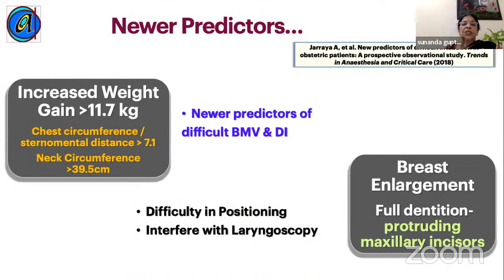The newer predictors have helped us a bit, but always remember, these predictors are not 100%; they do not make us 100% sure that the airway will be difficult. A weight gain of more than 11.7 kg, a ratio between chest circumference and sternomental distance of more than 7.1, and a neck circumference of more than 39.5 centimeters are heralded as the newer predictors of difficult bag mask ventilation and difficult intubation. Apart from this, of course, breast enlargement and full dentition with protruding maxillary incisors will make positioning difficult as well as interfere with the laryngoscopy.